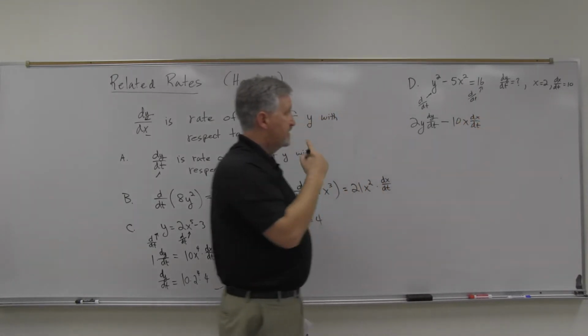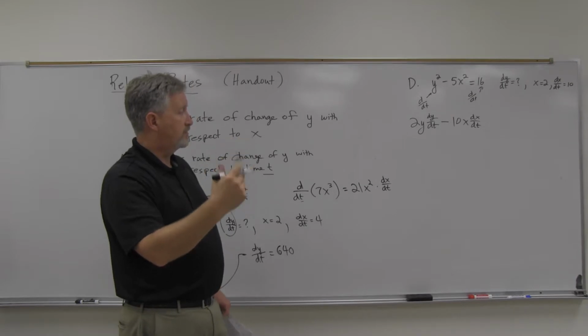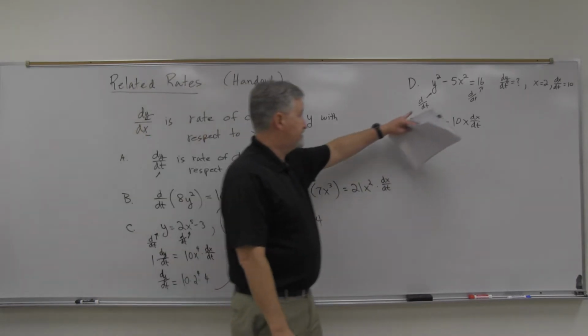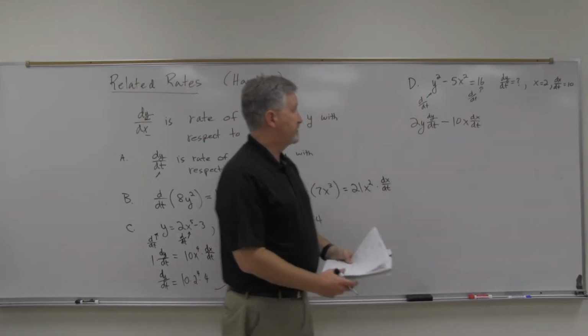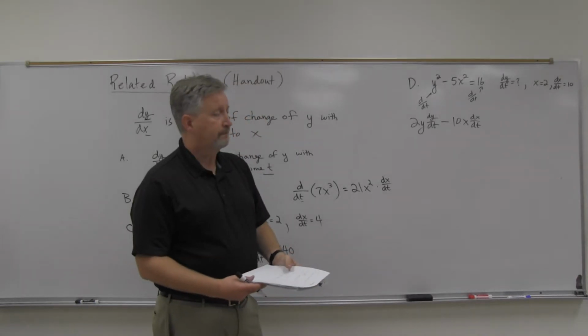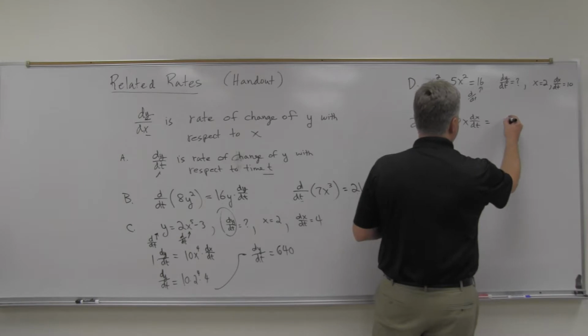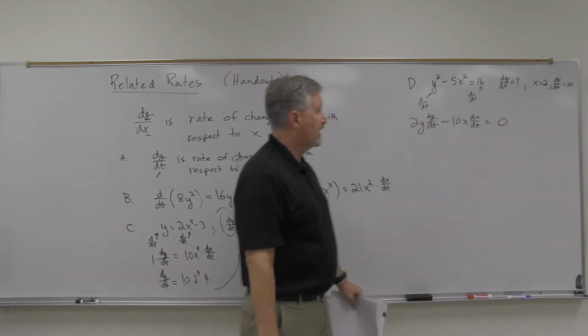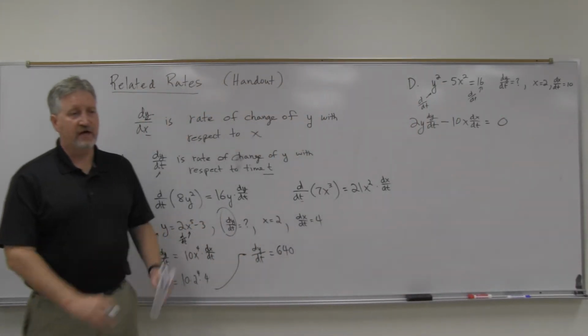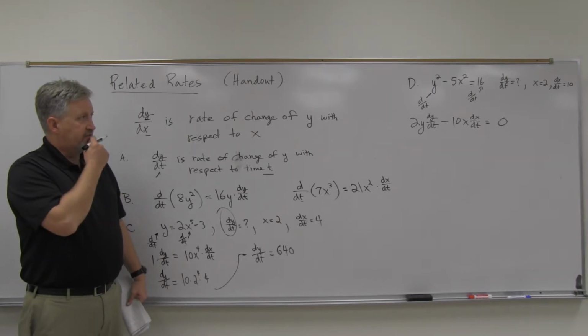Again, we need those dy over dt and dx over dt because we're doing the derivative with respect to t, and the variables are something other than t. So far, good? Equals 0, because the right hand side is the constant. So the derivative is 0.